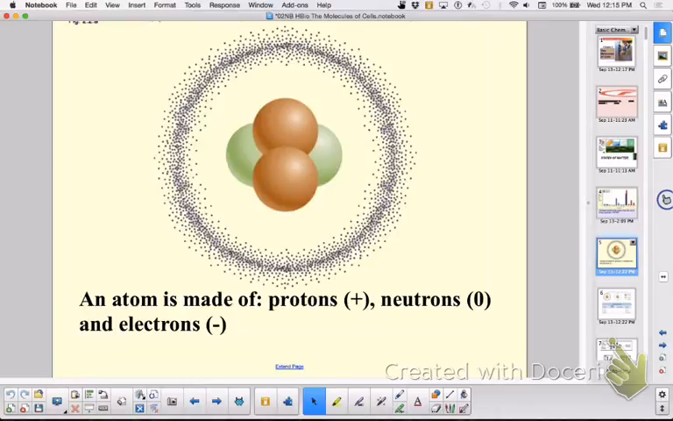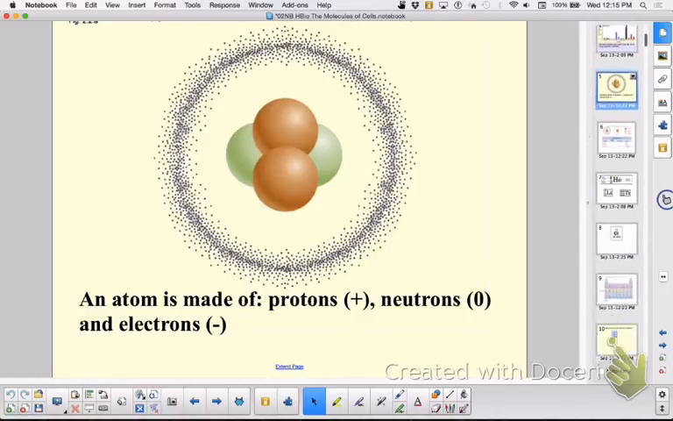So we know charges, we know where they're located. Okay. Can I vary any of those numbers of an atom? Yes, I can. What can I vary? The number of neutrons. Good. If I vary the number of neutrons, then what is it called? An isotope. What else can I vary? Electrons. And then what is it called? Ion. Good. Ion and isotope, you got that down.